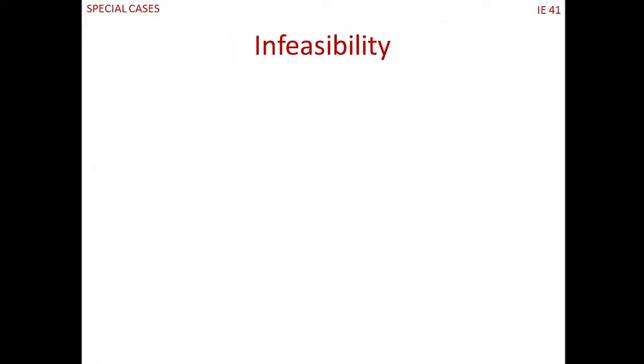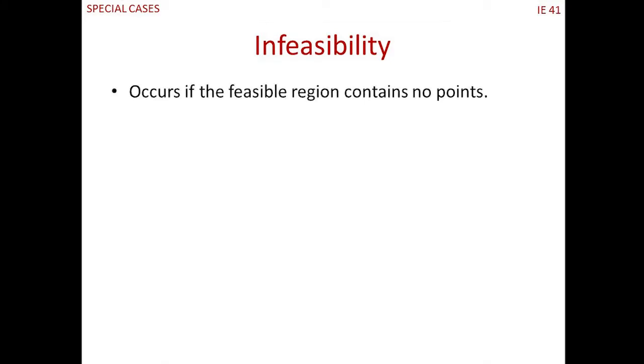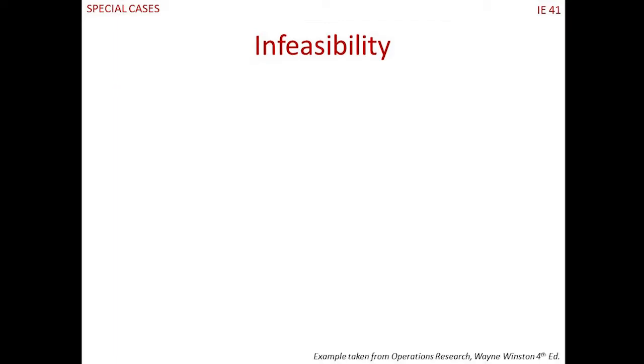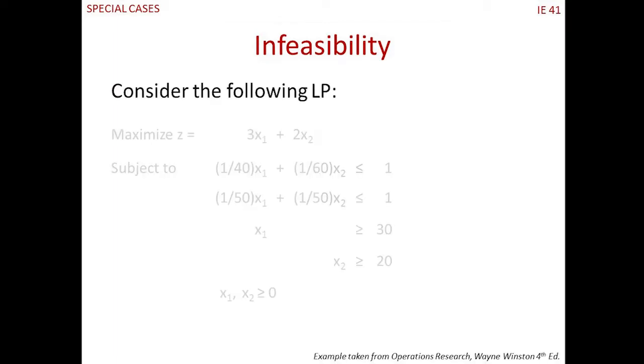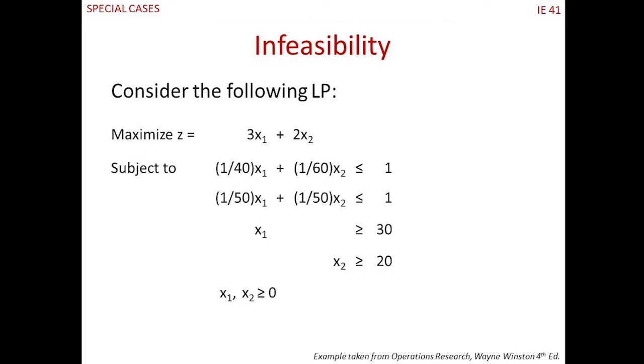Infeasibility. Infeasibility occurs if the feasible region contains no points. For example, from our previous LP, we add two more constraints. Max z equals 3x1 plus 2x2, such that 1/40 x1 plus 1/60 x2 is less than or equal to 1, while 1/50 x1 plus 1/50 x2 is less than or equal to 1. x1 is greater than or equal to 30, and x2 is greater than or equal to 20. x1 and x2 are both greater than 0.